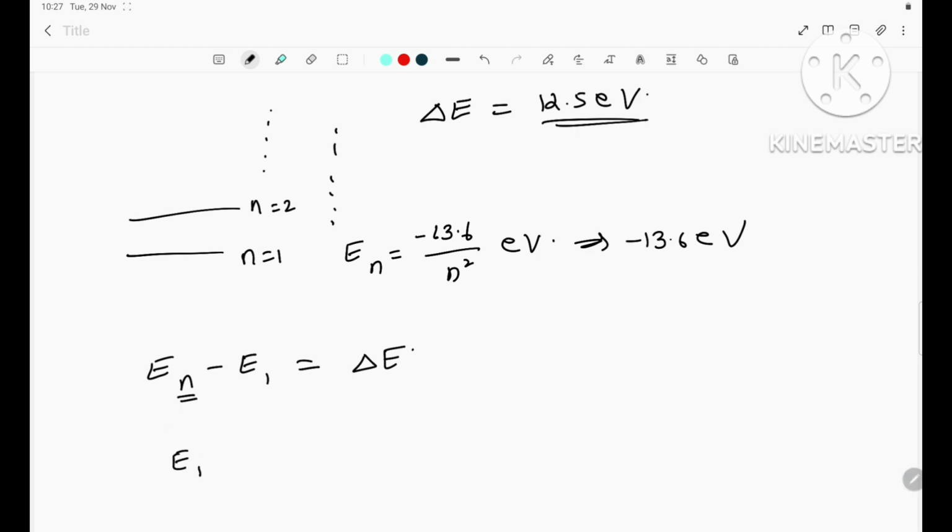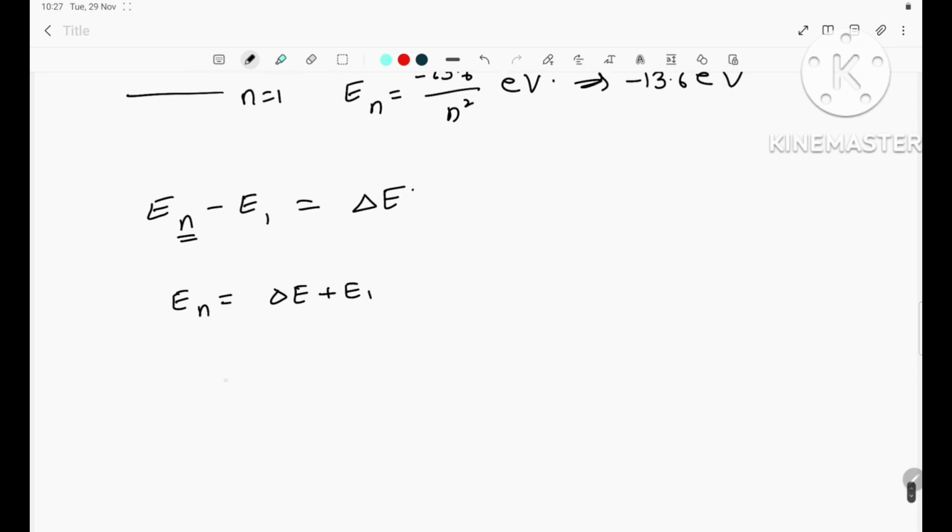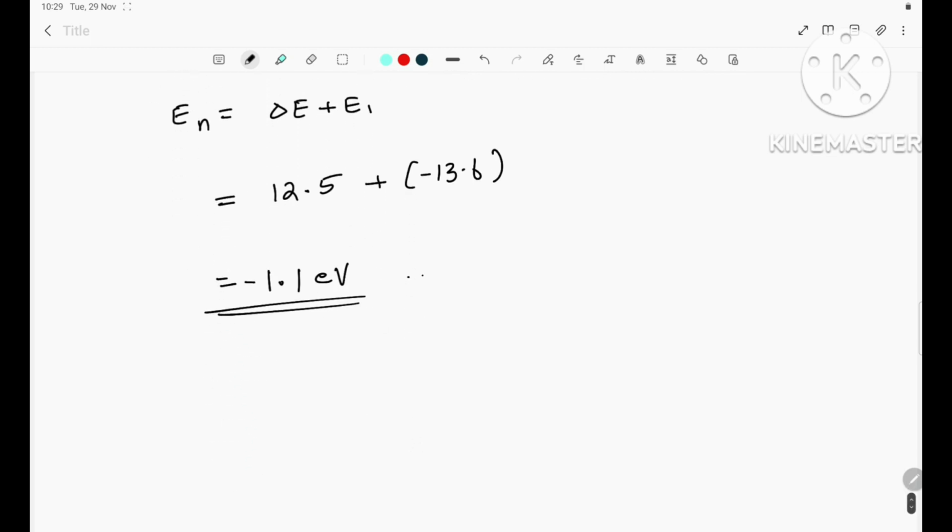So energy of the nth orbit is equal to delta E plus E1, right? So what is the delta E value? Delta E is equal to 12.5 plus minus 13.6 electron volt. So your answer for this is minus 1.1 electron volt. Okay, so that means up to 1.1 electron volt, which energy level corresponds to 1.1 electron volt.